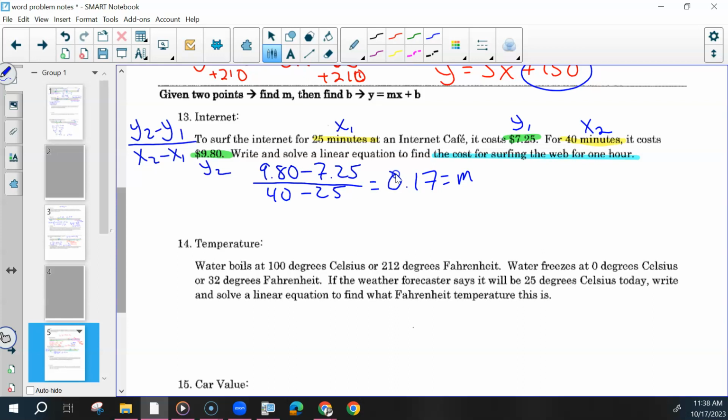And now, algebraically, we have an M. We have an x1, we have a y1. Now we can go back and find b the same way we were just doing up here. So it does not matter if you use the first set or the second set. We just have to use one of them. So let's say I'm using the 25 and the 725. We're going to put that into our point slope. Y minus our y1, 7.25, equals our slope, 0.17, in parentheses, x minus 25.